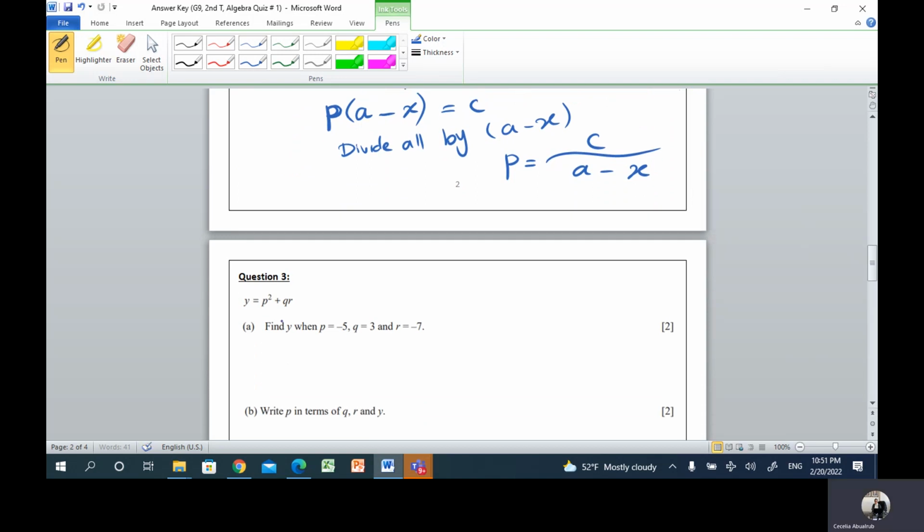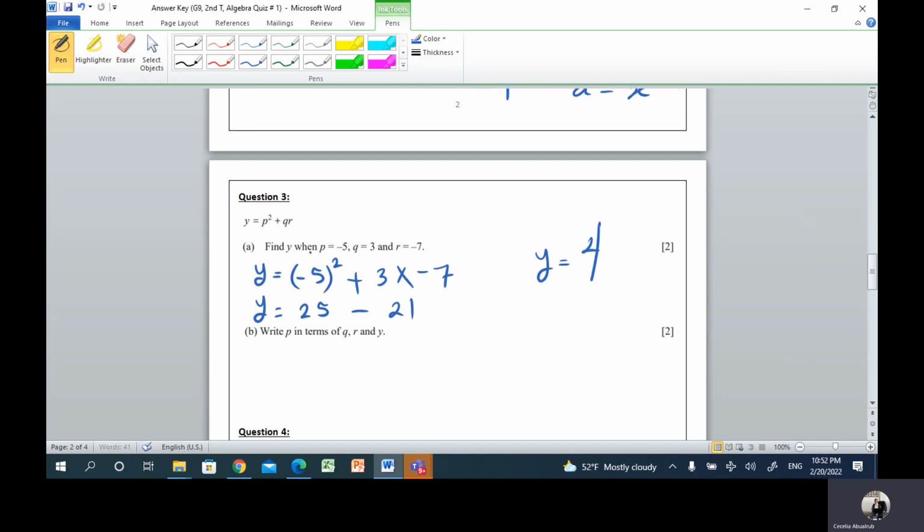Here we're going to do substitution. So Y is equal to, if P is equal to negative 5, we always say when it is P squared, we place it inside a bracket to the power of 2. So it's (-5)² plus QR, which means Q, which is 3, times R, which is negative 7. And this one will be 25 minus 21, and Y will come down to 4.